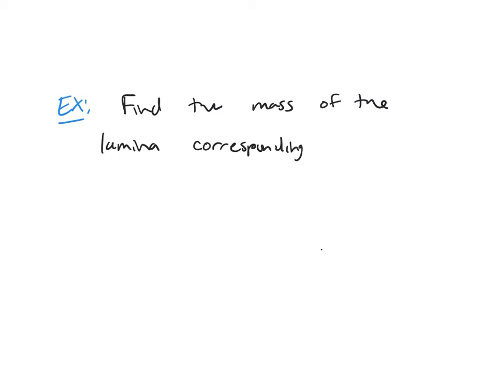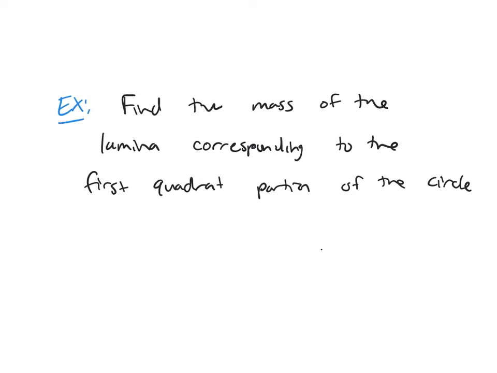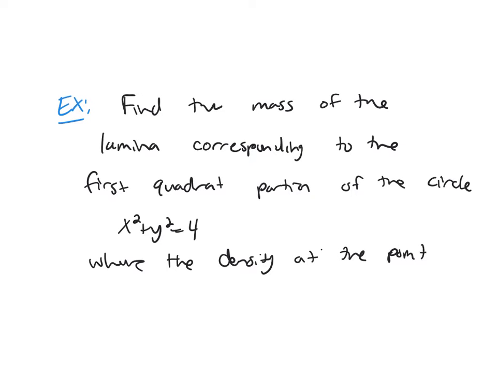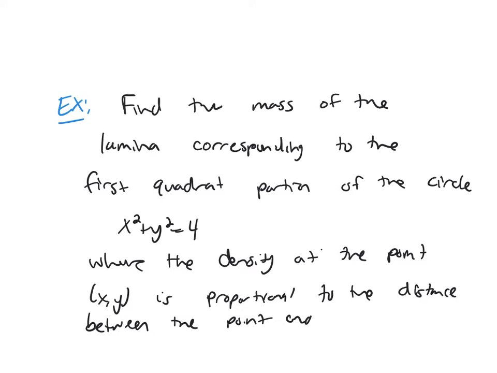So let's look at another mass problem. For example, let's find the mass of the lamina corresponding to the first quadrant portion of the circle x squared plus y squared equals 4, where the density at the point xy is proportional to the distance between the point and the origin.